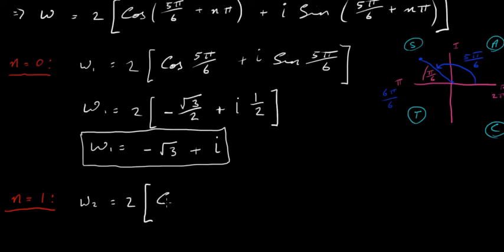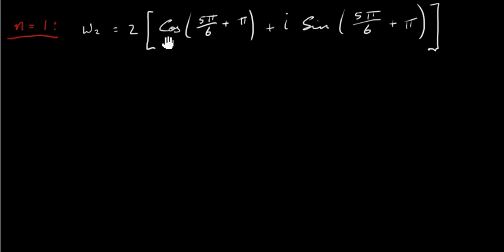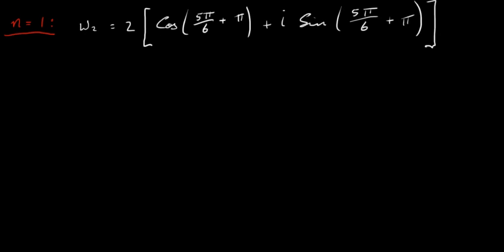Now it's going to be cos 5 pi over 6 plus, now remember n is 1, so it's 1 pi, so we've got to add a pi here, plus i sin 5 pi over 6 plus, again, 1 pi. You should end up with the same thing in both brackets here. So this is what we've got to work on now. Let's just move this up here and start working on this to find out our second root.